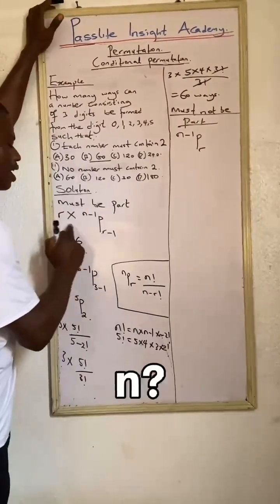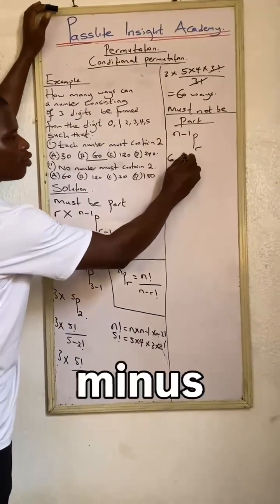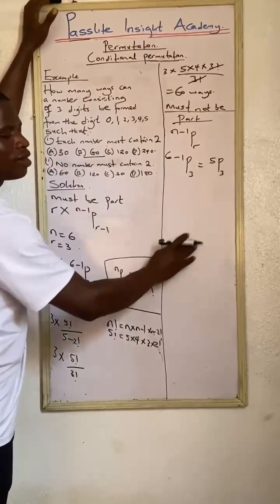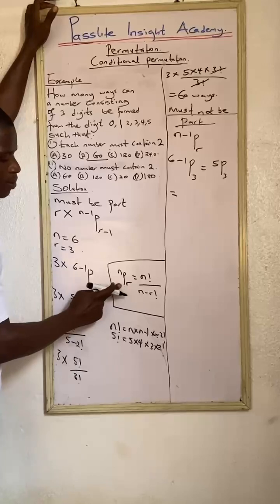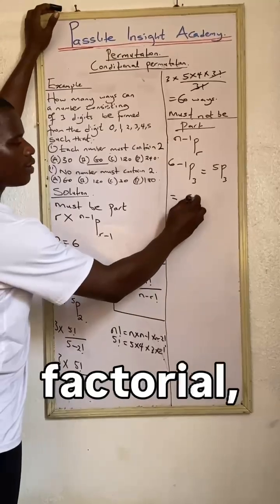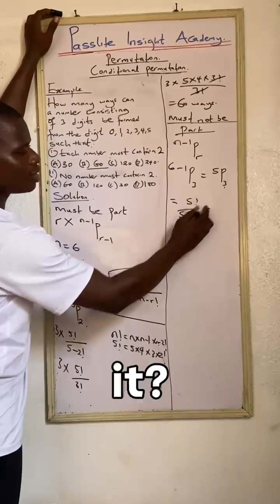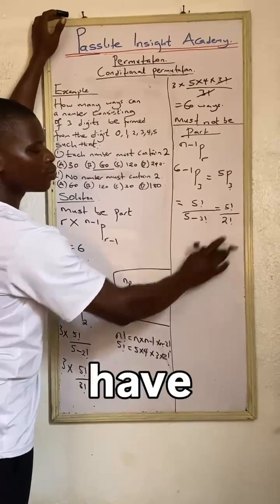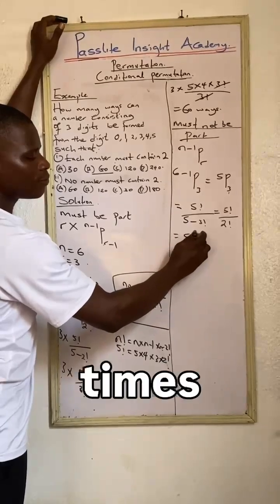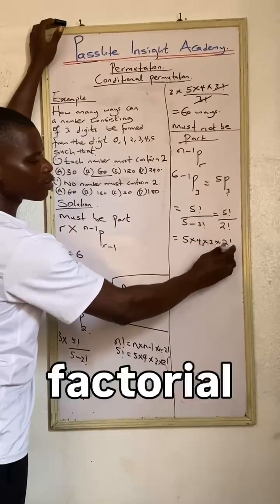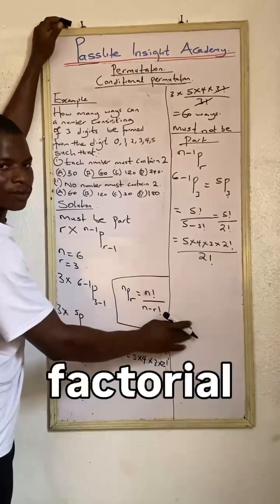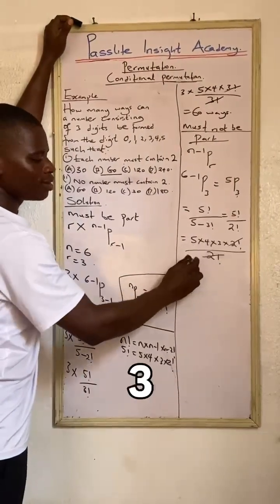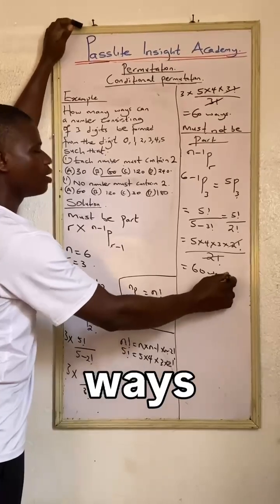So what is the n? The n still remains the same: 6 minus 1 permutation 3, that would be 5 permutation 3. So we can solve that using our formula. n permutation r is n factorial over (n minus r) factorial, so 5 factorial over (5 minus 3) factorial, which is 2 factorial. So you can simplify: 5 times 4 times 3 times 2 factorial over 2 factorial. This cancels this. Then 5 times 4 is 20, times 3 is 60. So we are having 60 ways. That is option A.